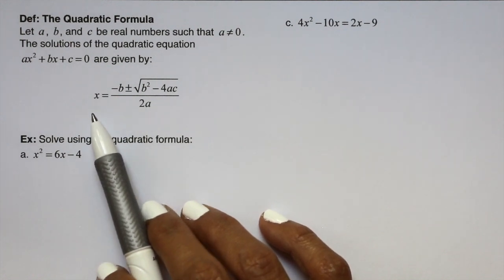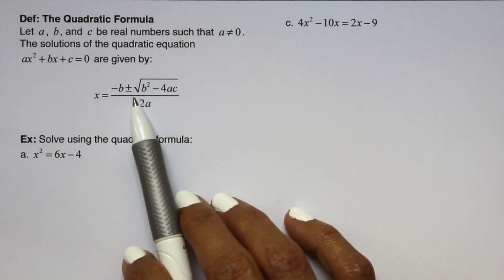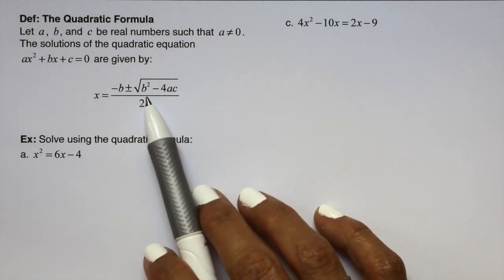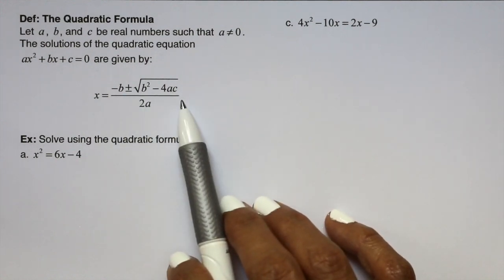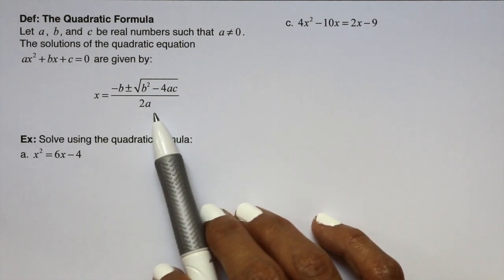So it goes, x equals negative b plus or minus square root b squared minus 4ac all over 2a.